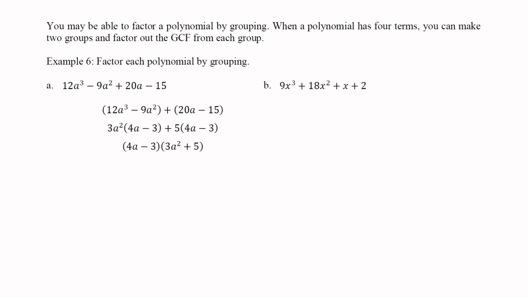In this example, we'll group the 2 sets of terms. In the first 2 terms, I can pull out an x squared. I can also pull out a 9. So I have 9x squared times x plus 2. Now, I already have x plus 2 in the second, so I'm going to pull out a 1, because 1 times x plus 2 is the same as x plus 2 on its own. Now I can pull the x plus 2 out, and that leaves behind a 9x squared plus 1.